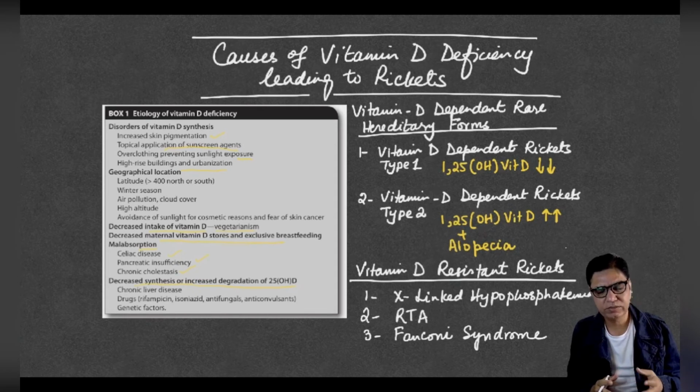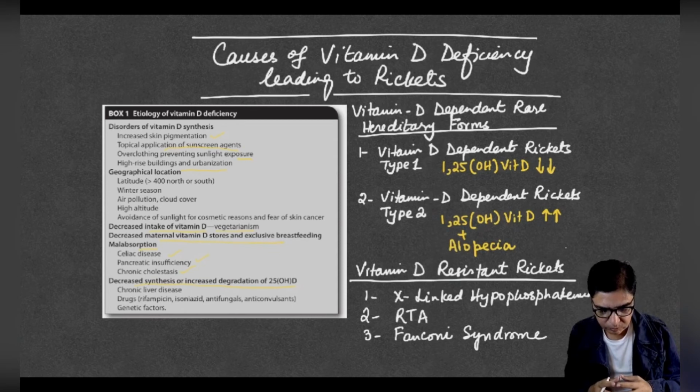So vitamin D deficiency, by and large, is due to dietary factors. Either the diet is deficient qualitatively or quantitatively, or there are problems in absorption like malabsorption, celiac disease, etc., or there are environmental factors like living in certain geographical areas, dark skin, and cultural factors that can cause vitamin D deficiency.